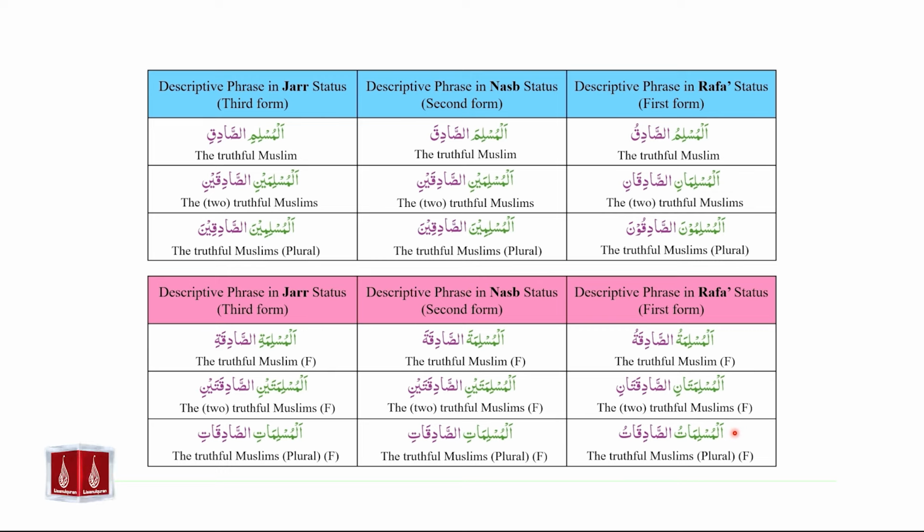Al-muslimatus sadiqatu, al-muslimatis sadiqati. Here we will focus on the atu and ati ending sound. Atu ending sound indicates Rafa status. Ati ending sound indicates nasab or jar status. The meaning of these three descriptive phrases is the same, which is the truthful Muslims, referring to plural feminine.